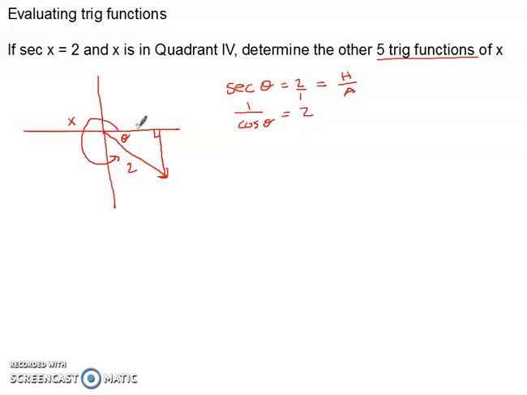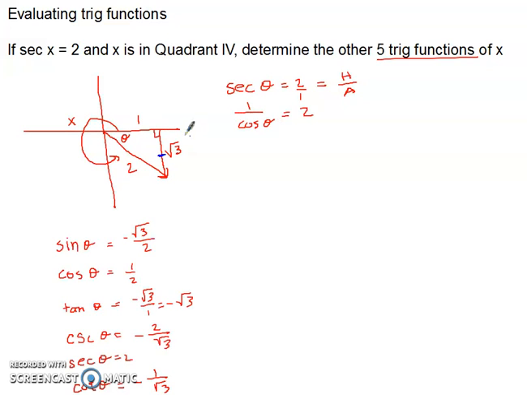So hypotenuse is 2, adjacent is 1, and then we can use Pythagorean's theorem to find our opposite side, which is the square root of 3. And from here we can find our remaining 5 trig functions, and we are done. Remember that your y values are negative in that fourth quadrant, so I should have a negative square root of 3. That brings us to the end.